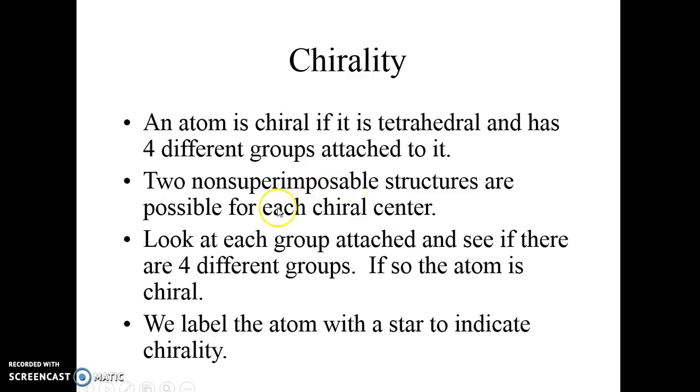And you can have 2 non-superimposable structures for each chiral center, so you are aware of diastereomers. And so you look at the group and see if there's 4 different groups, and if so, then the atom is chiral. And in a structure, we'll also put a star next to an atom to indicate it's chiral.